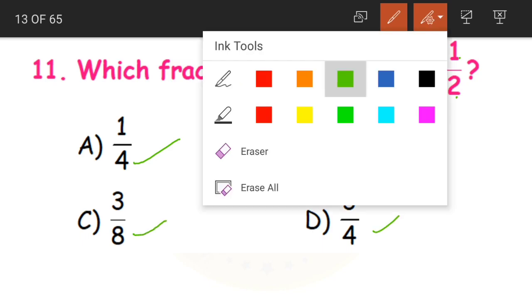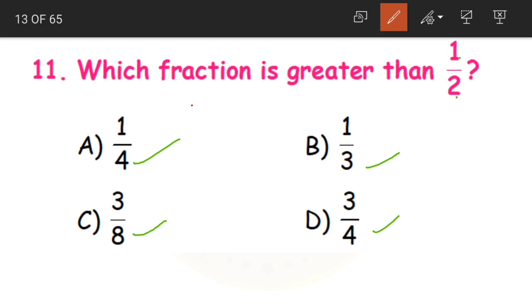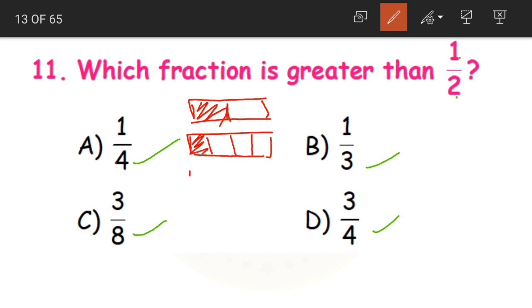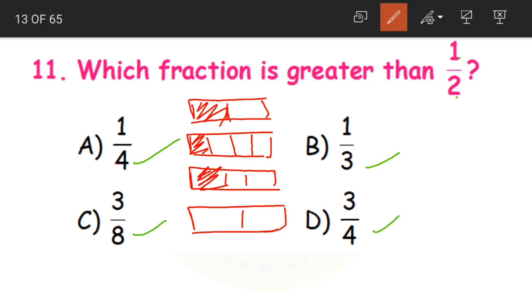If you want, the easiest way to solve this is, first take a figure and then shade 1 by 2. Okay. Then next we are having 1 by 4, right? So take the same figure of the same length. Let me draw neatly. Yes. And then shade 1 by 4. Done. Then again take the same figure and then shade 1 by 3. Then we are having 3 by 8, right? Make it into 4.